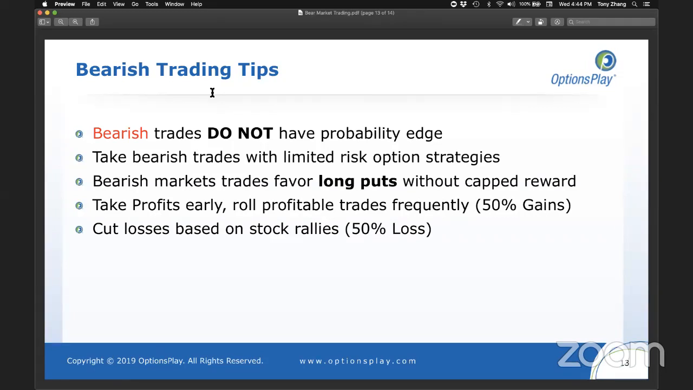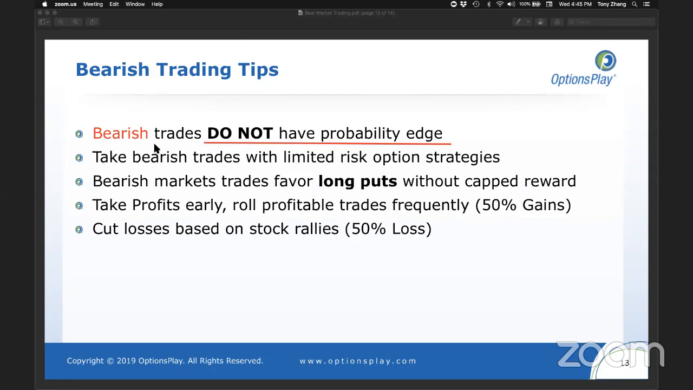So number one, I think the most important thing to take away from this webinar is that bearish trades do not have a probability edge. If anything, you have a probability deficiency when you're trading bearish strategies. That's an important thing to understand, because a lot of users tend to think of bearish trades as just the opposite of a bullish trade. It's really not. The market statistics clearly show that markets move higher more often than lower. So when you're trading a bearish trade, you have to be cognizant of that.